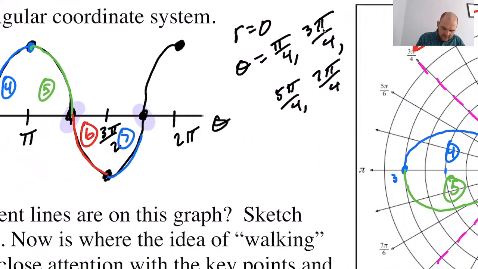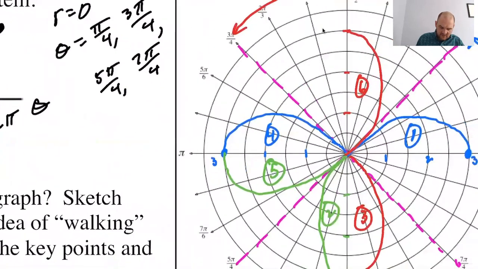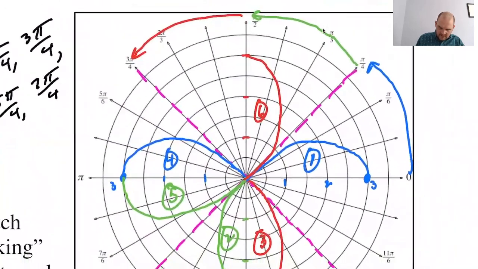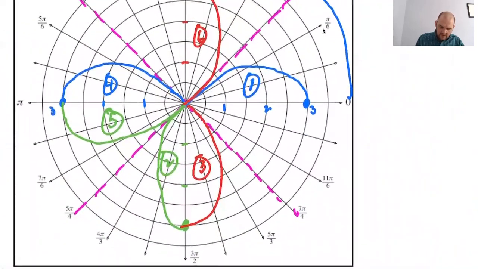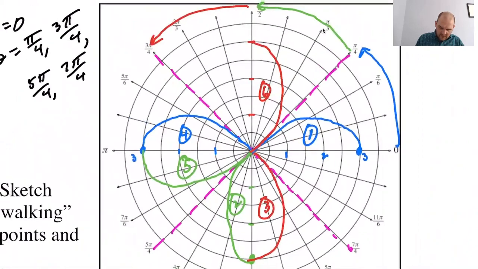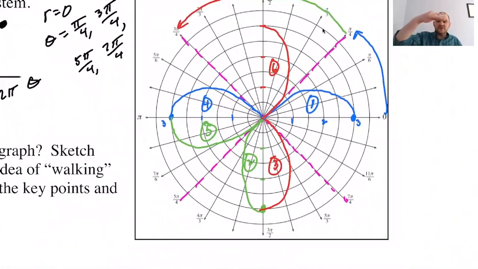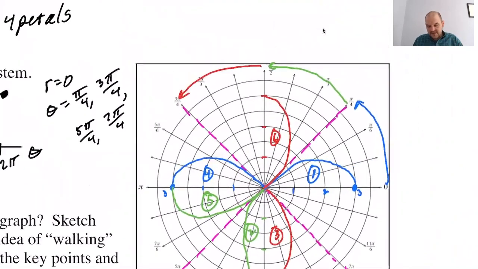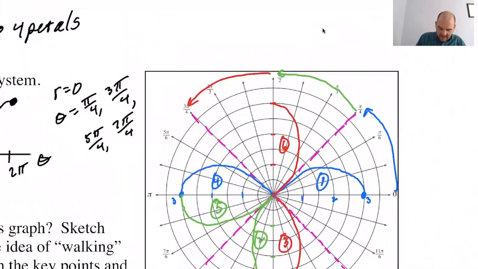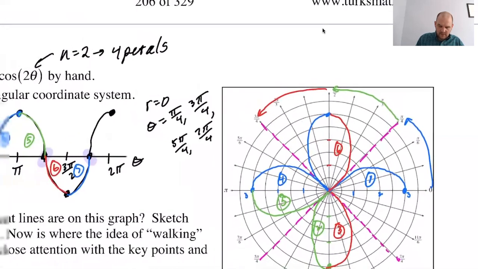So 3 pi over 2 to 7 pi over 4. Oh, I forgot to keep going with whatever it is that I was doing, the angles going around. But you can kind of see, it's okay to lose track of that actually, because once you get the pattern going, you're not going to mess it up, hopefully.